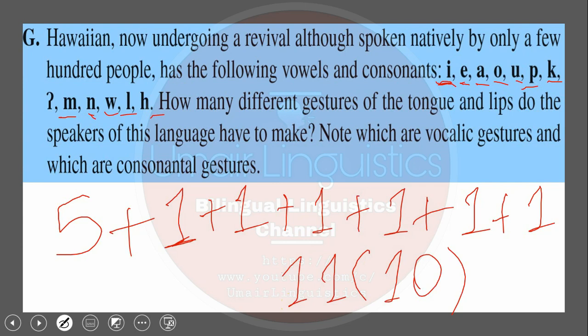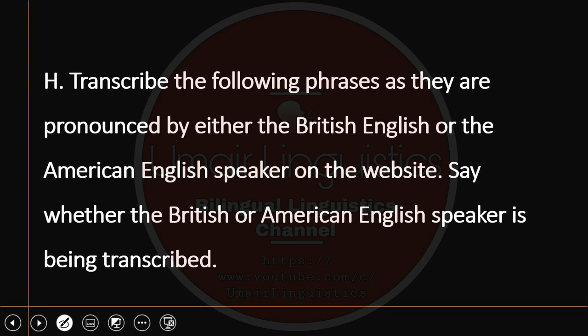These first 5 are the vocalic gestures, and the rest of the gestures are consonantal gestures. Moving forward to the next question. Transcribe the following phrases as they are pronounced by either the British English or the American English speaker on the website. Say whether the British or American English speaker is being transcribed.